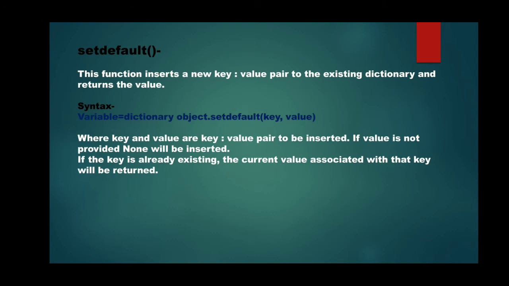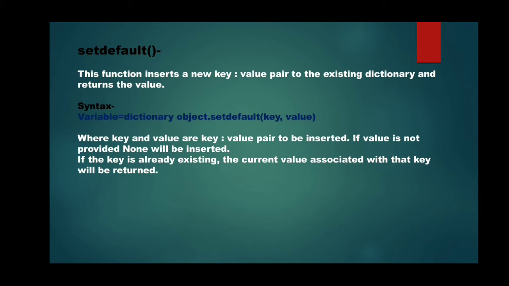Moving on to the next function, that is your setdefault function. The setdefault function is used to insert a new key value pair into the existing dictionary, and it also returns the value of the pair that is inserted. The syntax is variable is equal to dictionary object dot setdefault, key comma value. This is the key to be inserted and this is its corresponding value. Now this value argument is optional. If you do not provide this value argument, then it will place None over there.